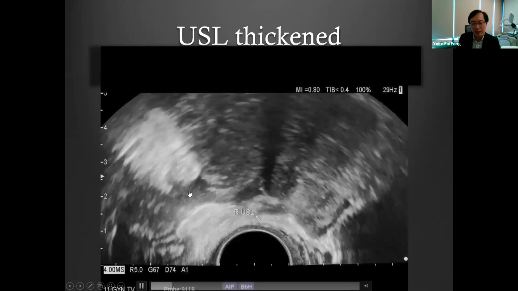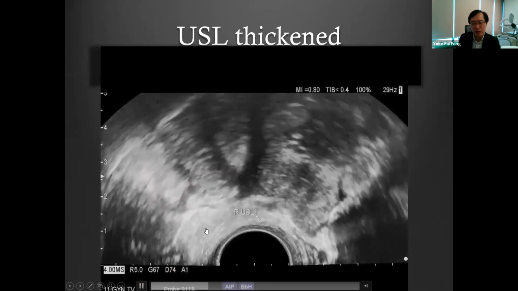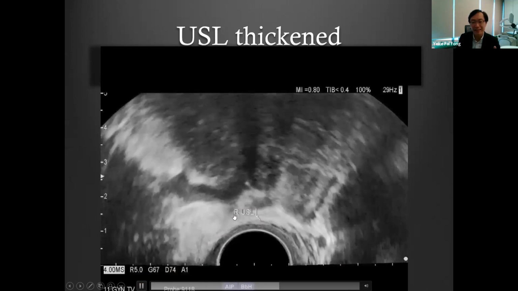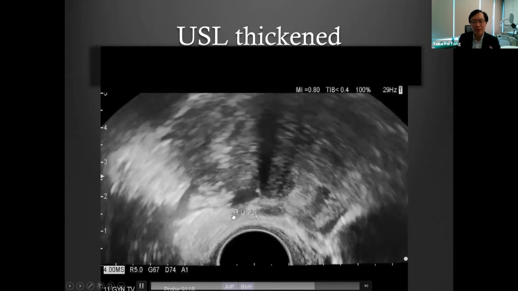Right, this is the pouch of Douglas. This is your rectum over here, but this is your uterosacral ligament. Right, so obviously it is not normal. It's very thickened, right, and it's stuck.